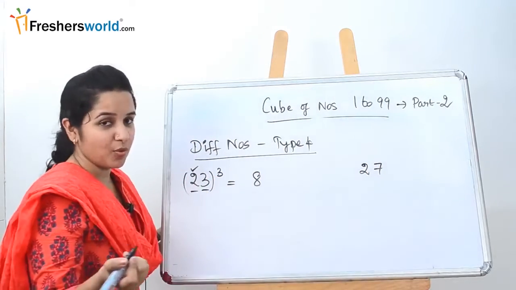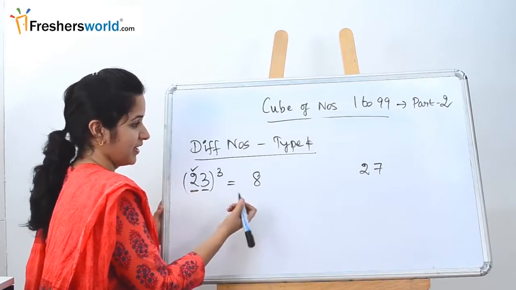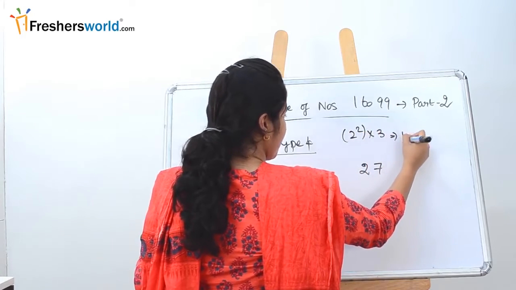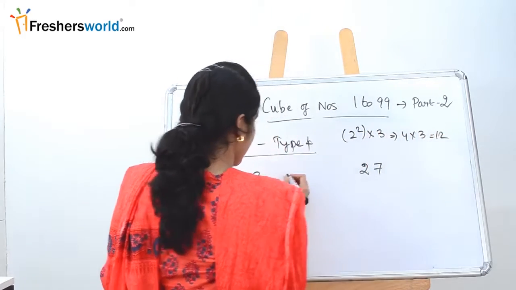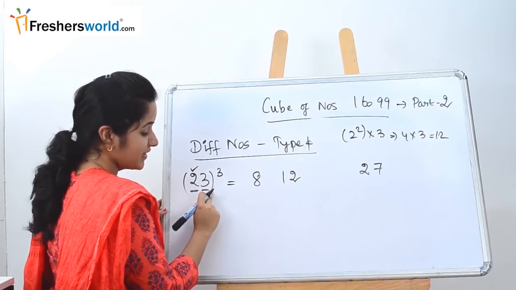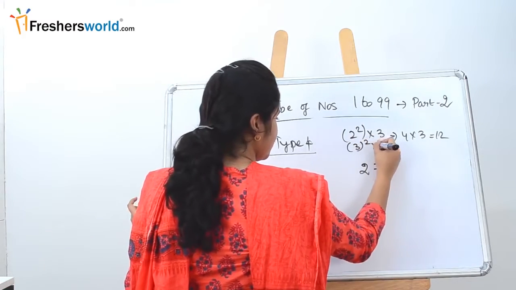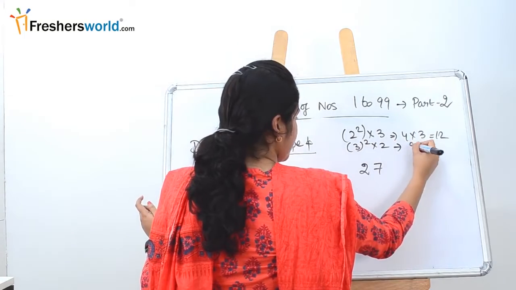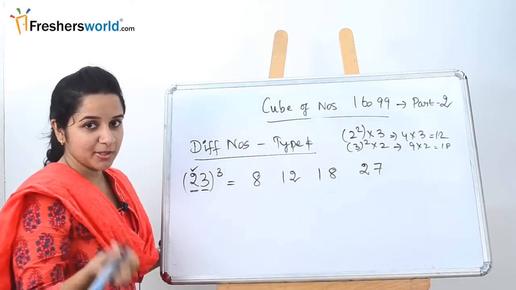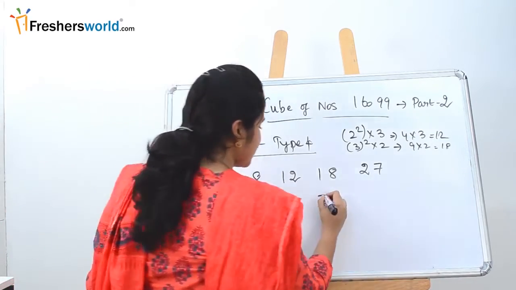So the next thing what we are going to do is square the first number and multiply it by the second. So here it is nothing but 2 square into 3, which is nothing but 4 into 3, which is 12. So write it here. Similarly, here we are going to square the second number and multiply it by the first, which is nothing but 3 square into 2, nothing but 9 into 2, which is 18. So write it as such here. Similarly, we are going to multiply the middle two digits into 2. 12 into 2 is 24 and 18 into 2 is 36.